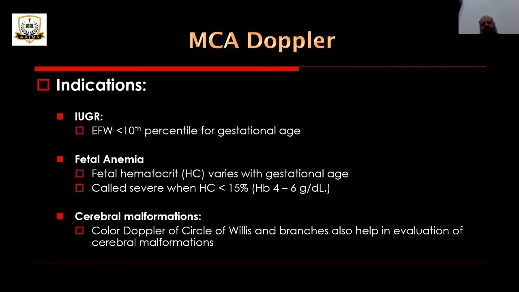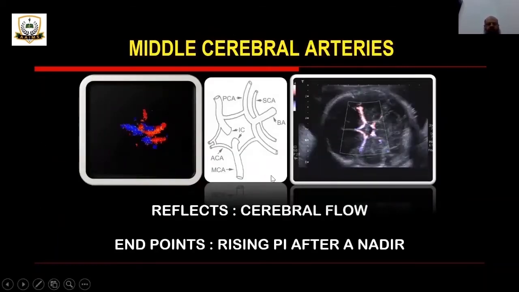Cerebral malformations: color Doppler of the circle of Willis and branches also helps in the evaluation of cerebral malformations. It reflects the middle cerebral artery here. This is the second one. So it reflects the cerebral flow and a rising PI after a nadir. So in the spectrum, you will get a nadir, and then there is a rise of the pulsatility index.